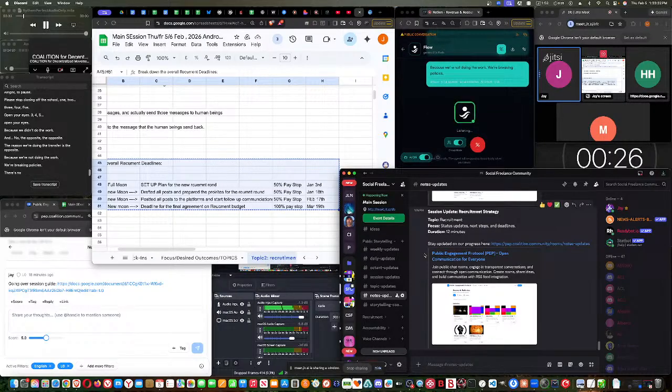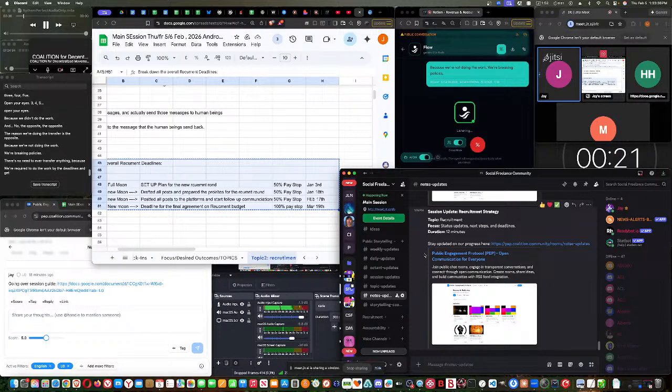There's no need to ever transfer anything because we're required to do the work by the deadlines and get the work done, but we didn't do the work. So the only reason we were even talking about transferring is because we didn't do the work, not because we did do the work.